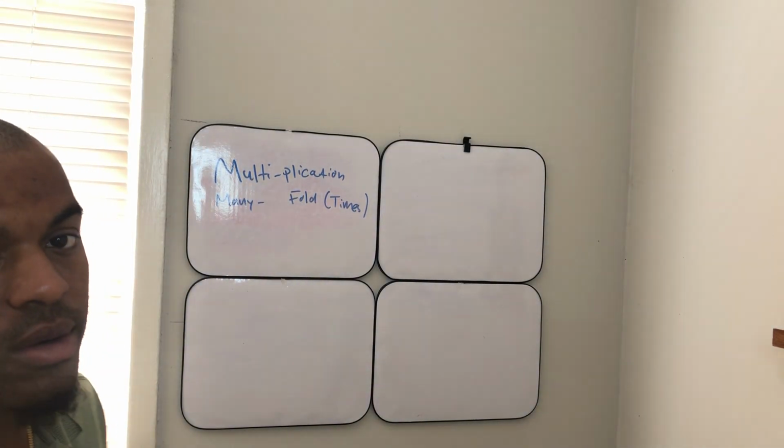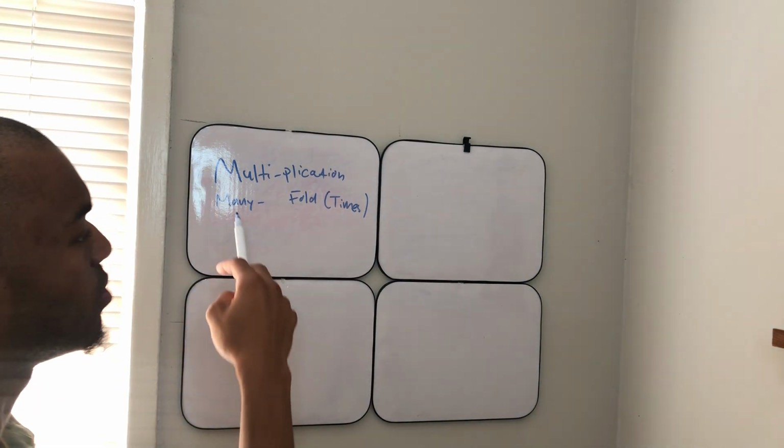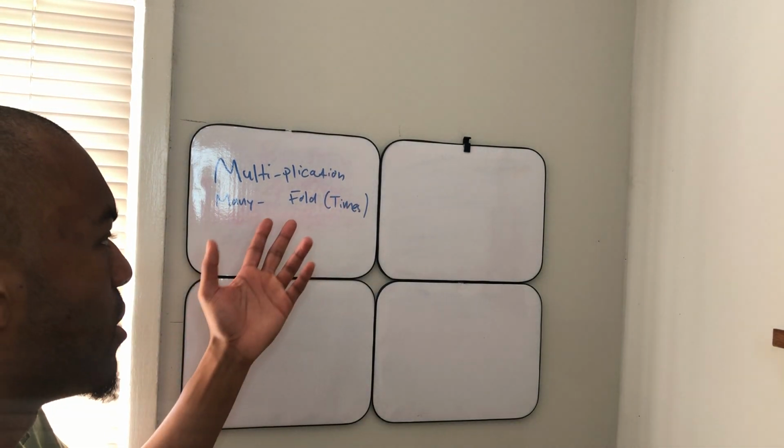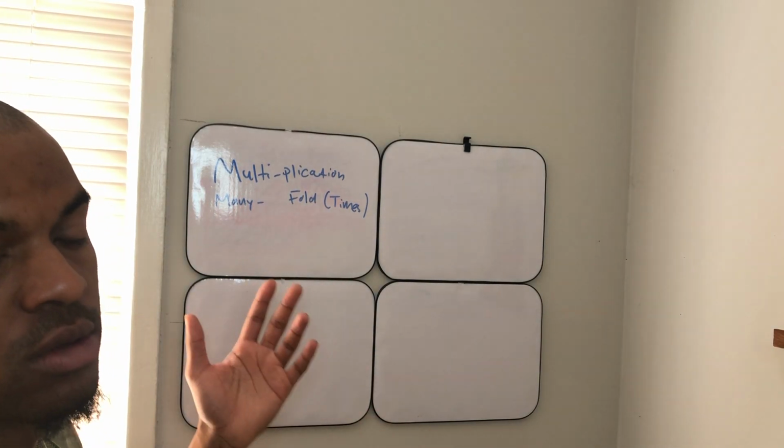Just a real quick background if you didn't. Multiplication is just a word that means many-fold. It means many, and fold means times, so many times. Multiplication, many times.